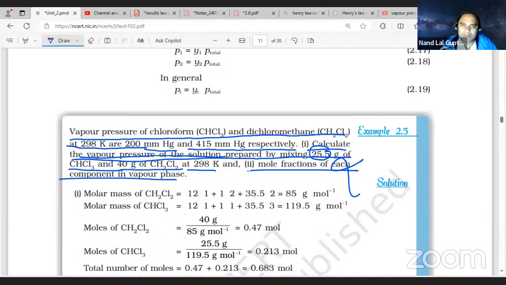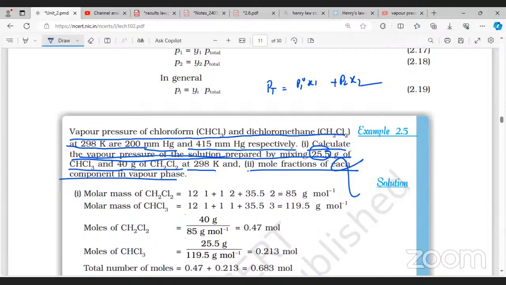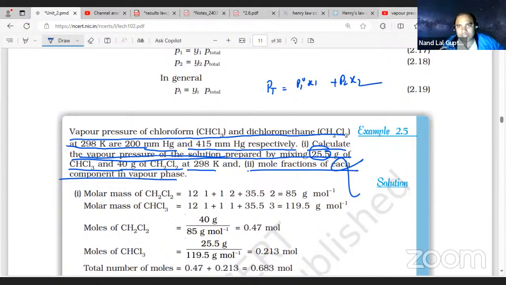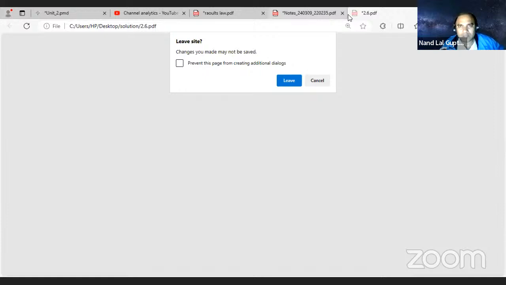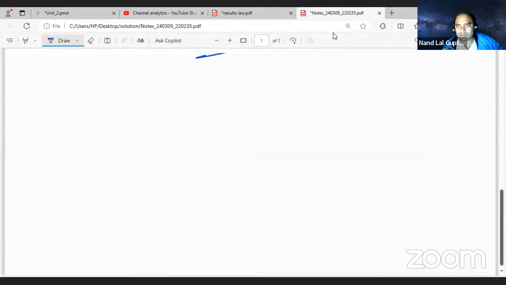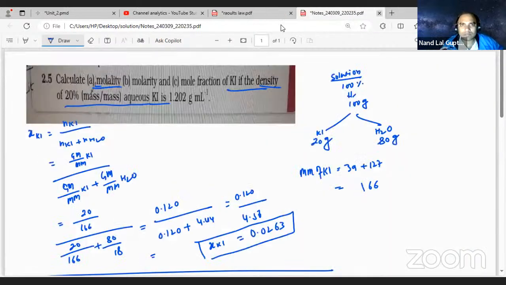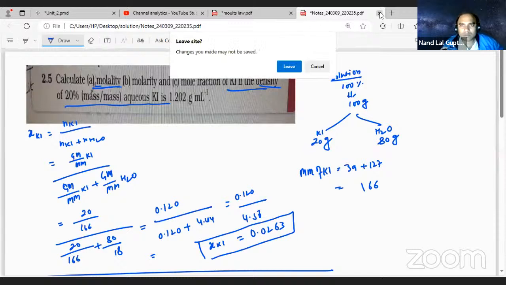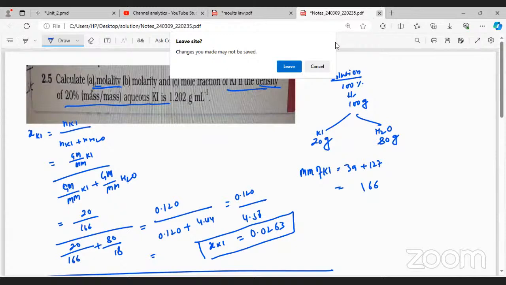So how do we calculate the vapor pressure of the solution? P total is equal to P1 naught X1 plus P2 naught X2. This formula you already know? Yes or no? Yes. So by using this formula, you can solve this question. I am taking another slide because it is difficult to get the question from here, as place is not there now.